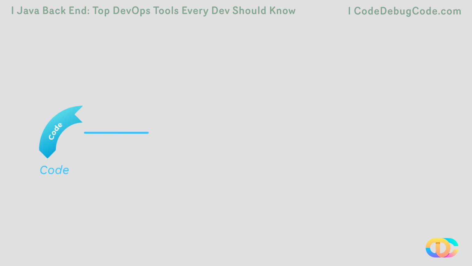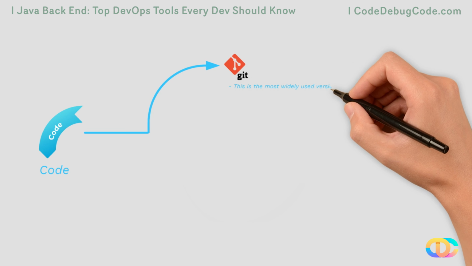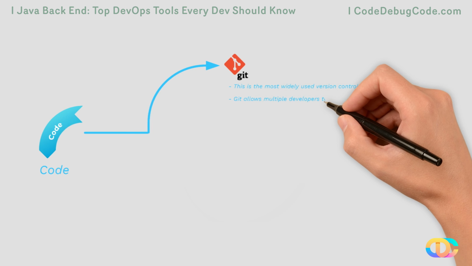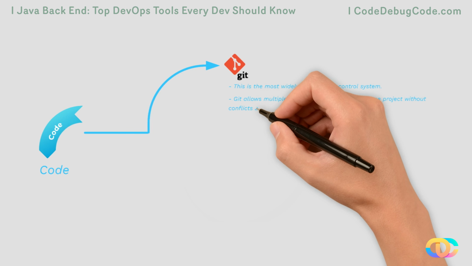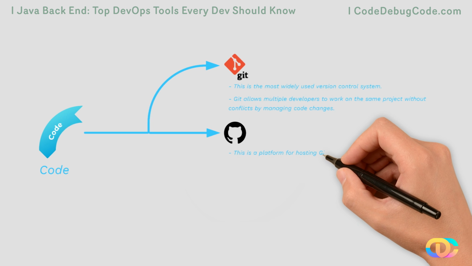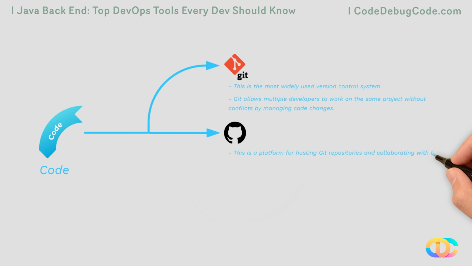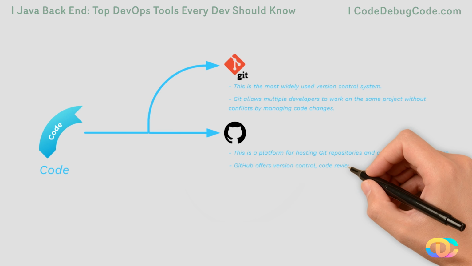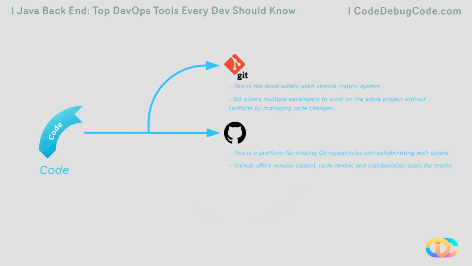First one is Git. This is the most widely used version control system. Git allows multiple developers to work on the same project without conflicts by managing code changes. Now, second one to discuss is GitHub. This is a platform for hosting Git repositories and collaborating with teams. GitHub offers version control, code review, and collaboration tools for teams.